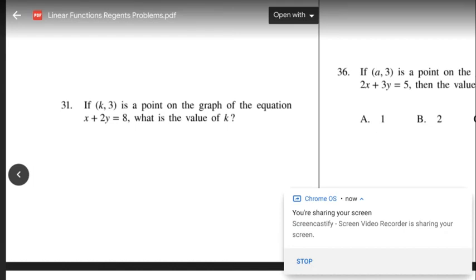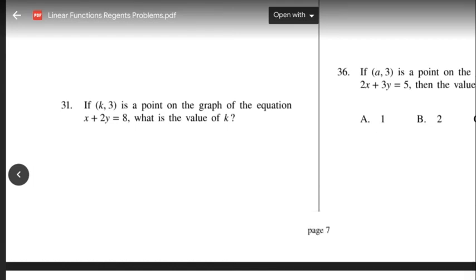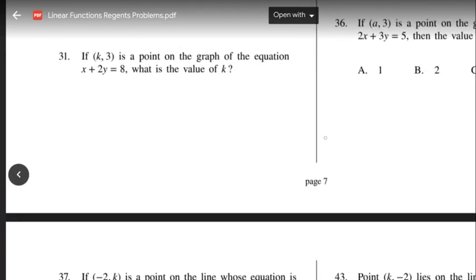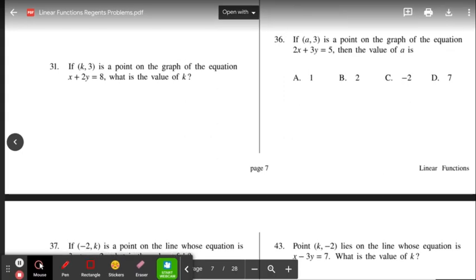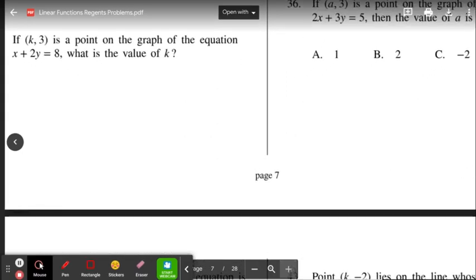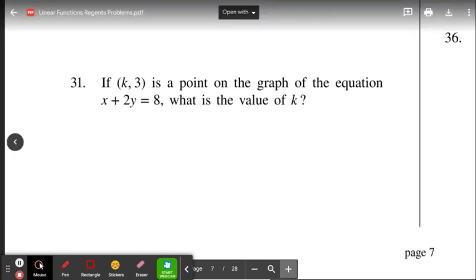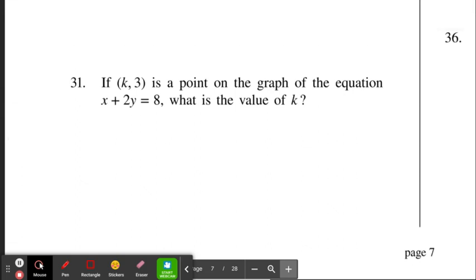So now we're on page 7, question 31. And I've lost there we go. Gosh. If I zoom in the normal way, my drawing tools go away. Alrighty. So now they're saying, remember, algebra is all about taking what you know and finding the missing piece. Easier said than done. So question 31 on page 7, it says if the point K,3 is a point on the graph of the equation x plus 2y equals 8, what is the value of K?